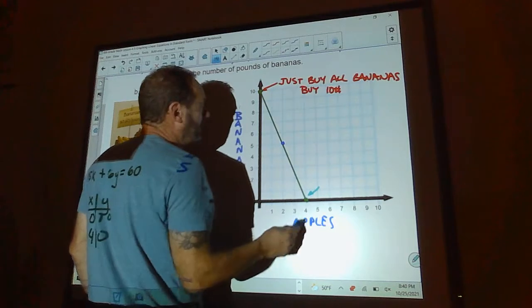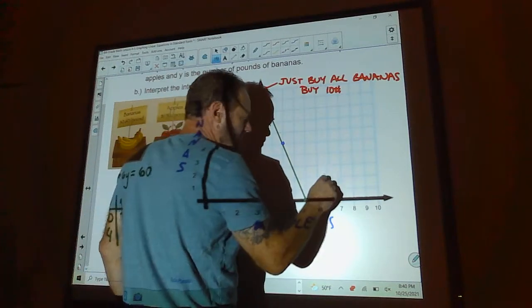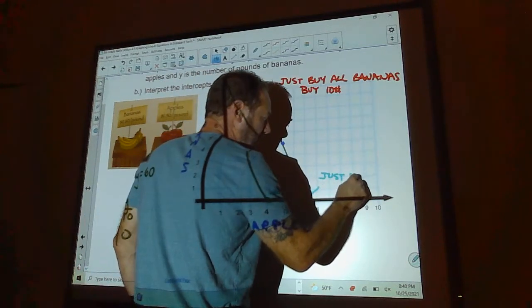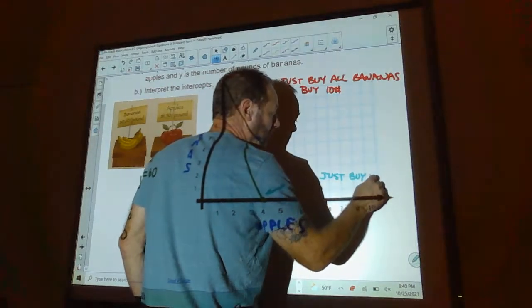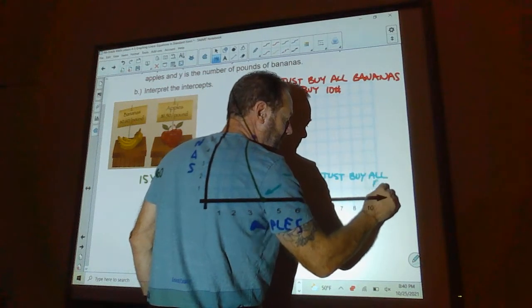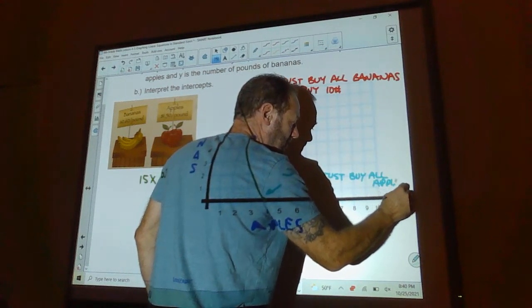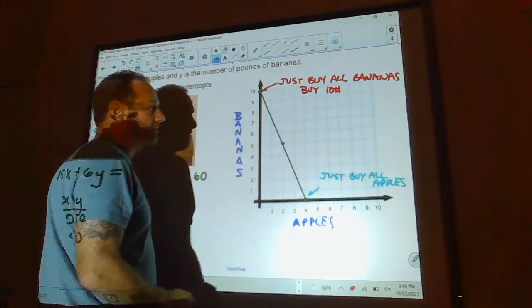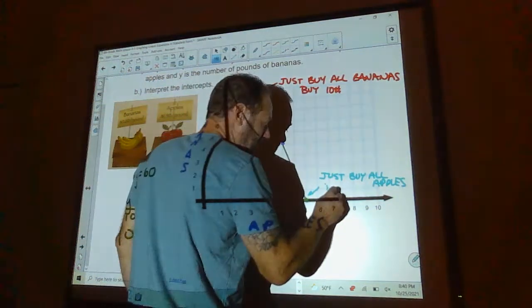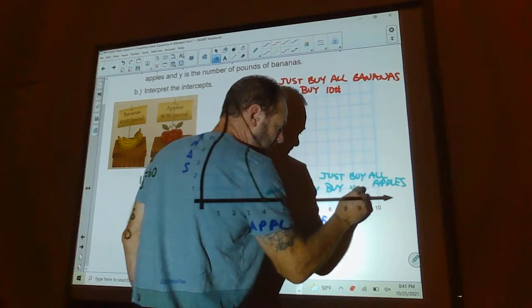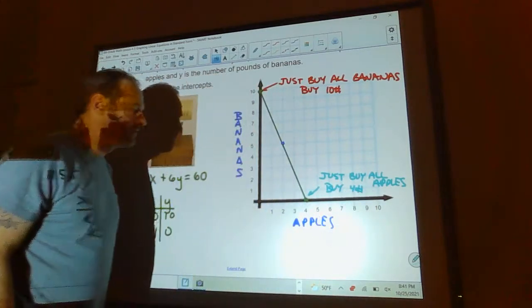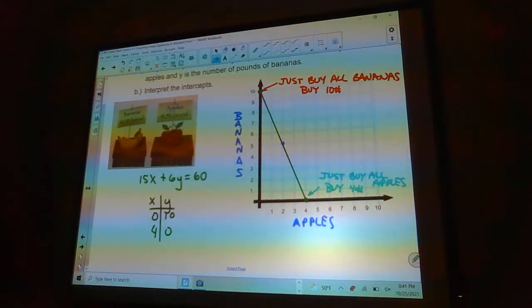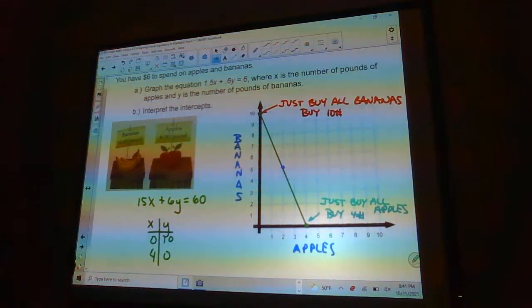This point right here means that I just buy all apples. That's what the x-intercept means. And I can buy 4 pounds. Okay, so I've interpreted the intercepts and I've graphed the equation.